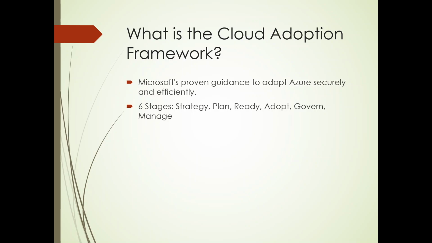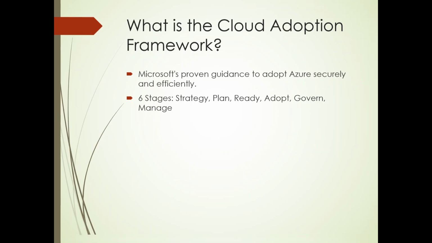So there are a couple of ways to achieve this, but the best way to achieve it is to have a six-stage standard which we follow in Microsoft. And as you see, the stages are strategy, plan, ready, adopt, govern, and manage. The first one would be strategy.